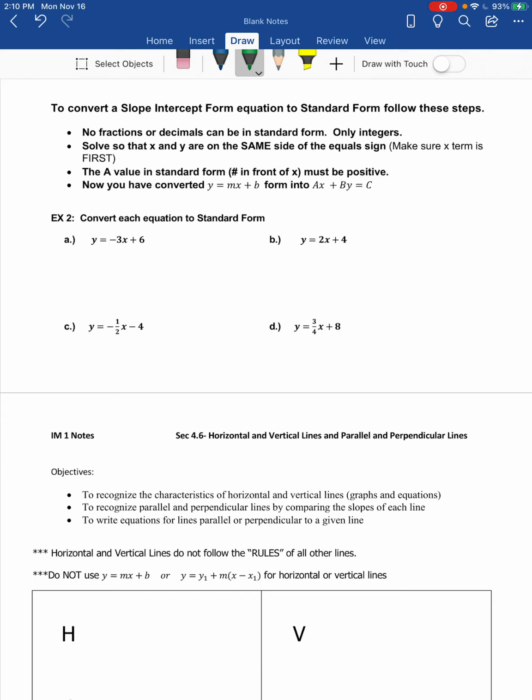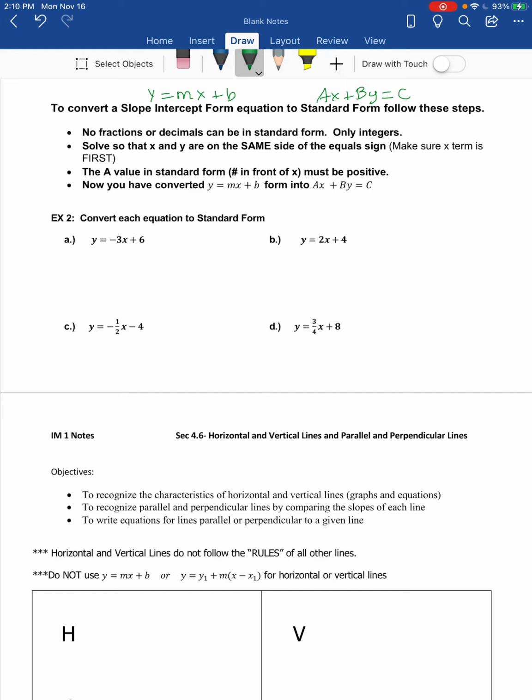All right, the last thing for today, we're going to convert our slope-intercept form, which is y equals mx plus b, which pretty much means that y is solved for. And we want to get that to standard form. So Ax plus By is equal to C. That's our goal, to go from slope to standard. A couple things that we have to keep in mind when we make this transition. To be in standard form, you can have no fractions or decimals, only integers. So that's like negative and positive numbers.